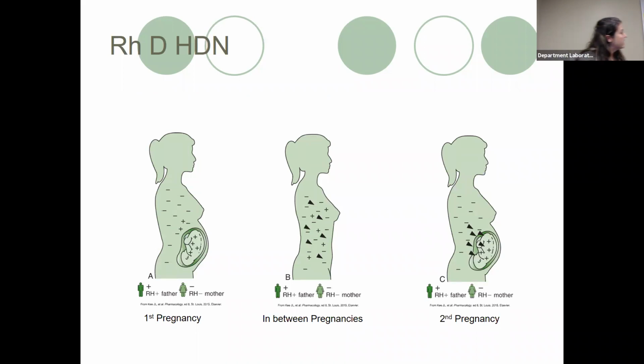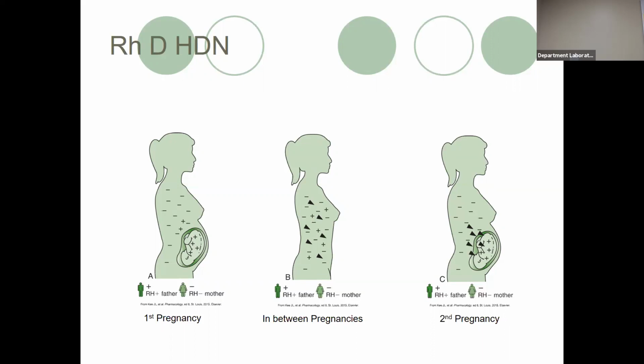This schematic demonstrates what we've been talking about. All right, so here's your first pregnancy. Dad is Rh positive, meaning that he has the D antigen, okay? The mom is Rh negative. Dad is going to pass on that D antigen to the fetus. Mom is Rh negative, baby is Rh positive. This indicates her first pregnancy right here.